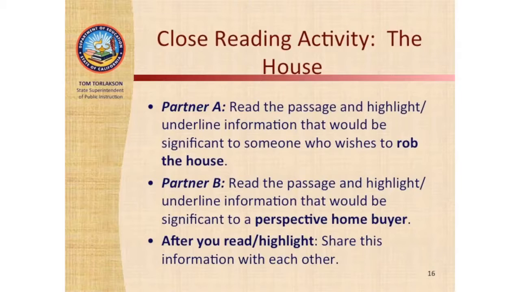But you're going to find a partner, okay? So let's say you're going to partner up, or you're going to partner up. Find a partner. You're going to decide who is partner A and who is partner B. I want partner A to read the passage and highlight information. If you didn't bring a highlighter, just underline it. That would be significant to somebody who wishes to rob the house. Okay, you're a robber. You're going to read this piece of text about the house, and I want you to underline or highlight anything that's really important to somebody that's going to rob that house.